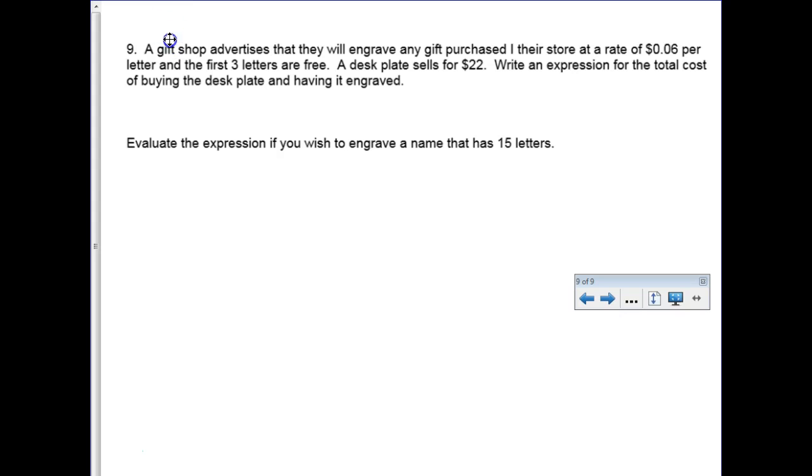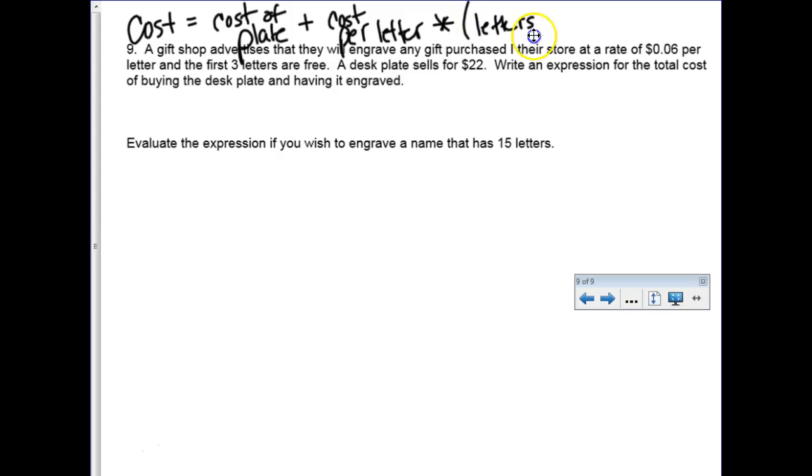So the verbal model is going to be the cost equals the cost of the plate plus the cost per letter multiplied by the letters that we're charged for. Now notice I didn't just say number of letters, I said letters that we're charged for. We'll come back to that. Total cost, no idea. But the cost of the plate is 22. Cost per letter is, they say 6 cents up here.